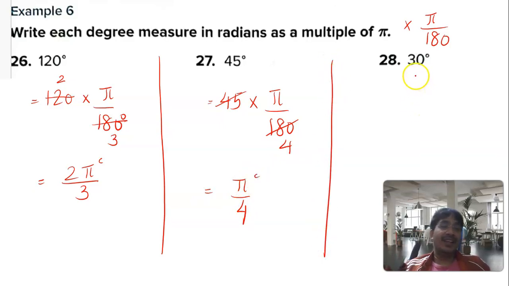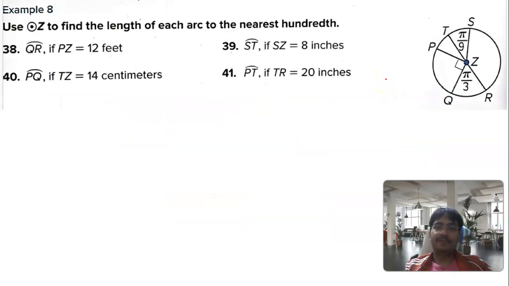Now this 30 degree, I will leave it up to you. The answer is pi by 6 radian. So just do the calculation and practice it. Okay?